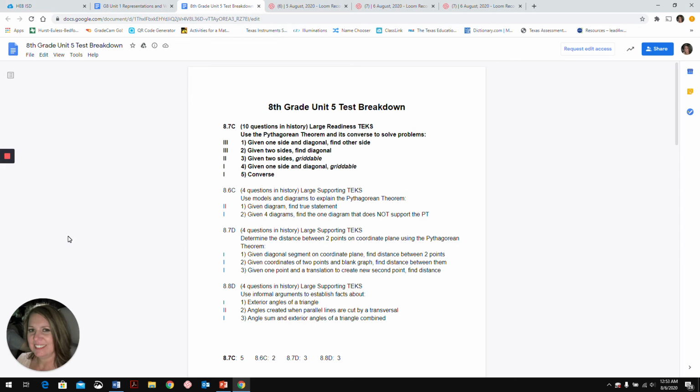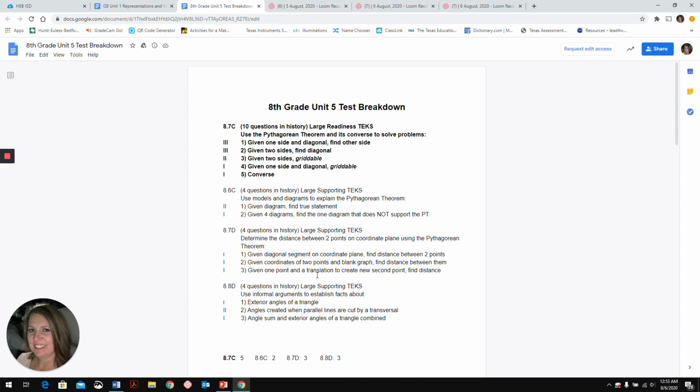Now, this is an analysis of Unit 5 in 8th grade math, which happens to be the Pythagorean theorem unit, but it's a good one to look at. There are 4 TEKS in that unit, 1 readiness TEKS and 3 supporting TEKS. Now, we know that this readiness TEKS has been asked twice every year. The supporting TEKS have each been asked 4 times out of 5 years. So these are also very important supporting TEKS. Some supporting TEKS are only asked once in 5 years, but these have all been asked 4 times.